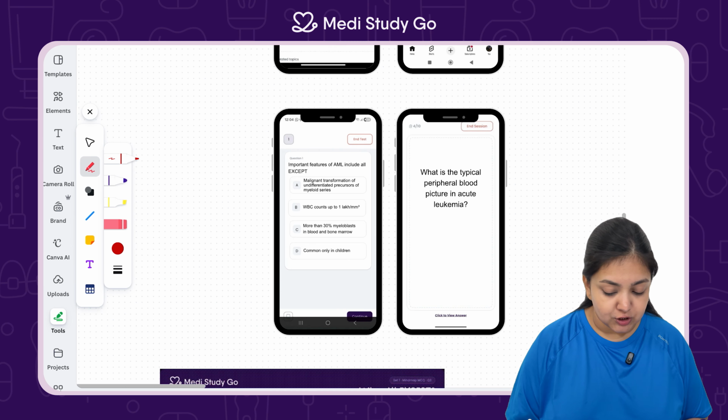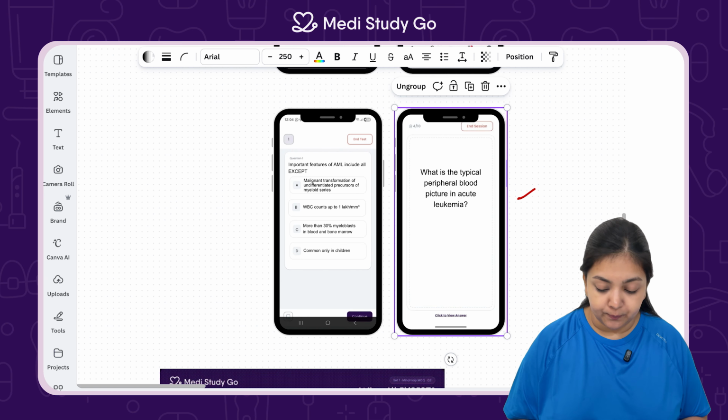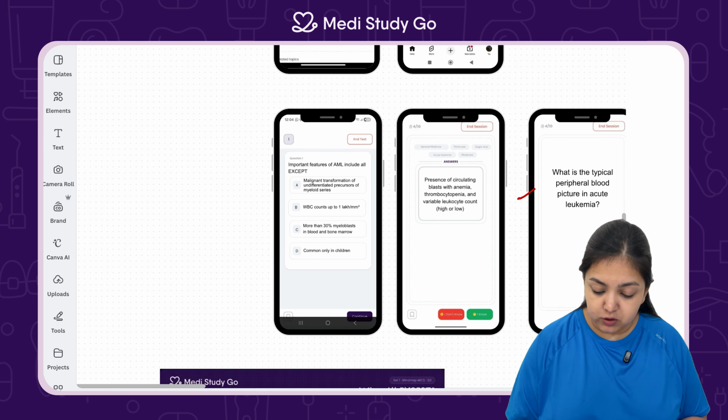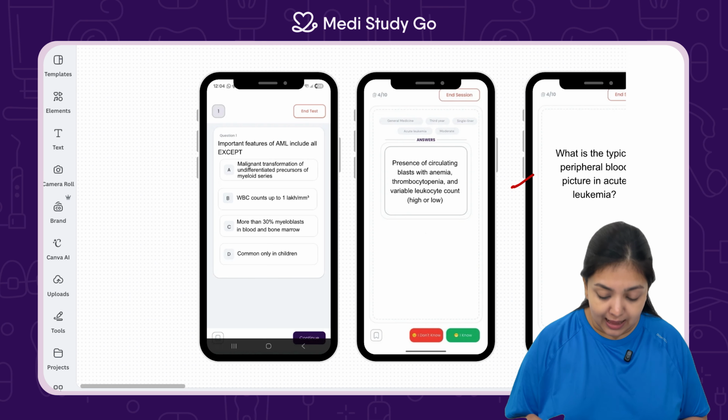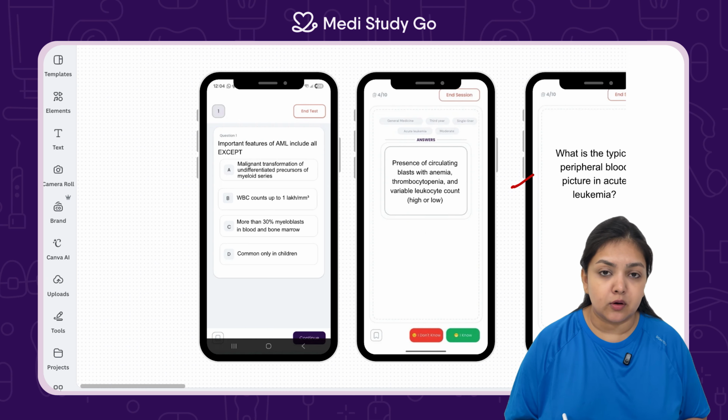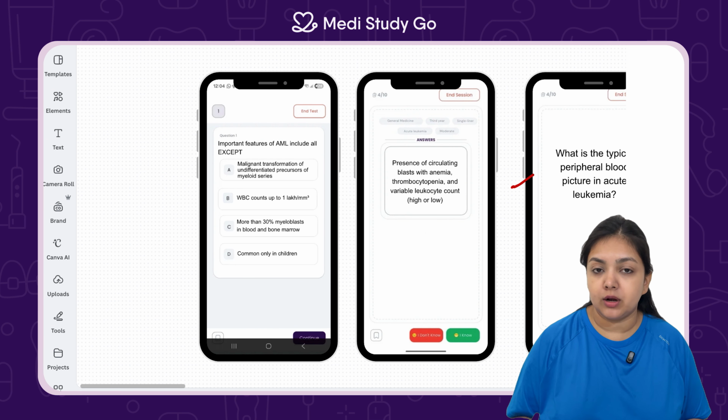For example, a flashcard for you: what is the typical peripheral blood picture in acute leukemia? So it is going to show us the presence of circulating blasts with anemia, thrombocytopenia, and leukopenia, because the leukocyte count can be high or low. There can be leukocytosis as well as leukopenia depending on AML or ALL type.